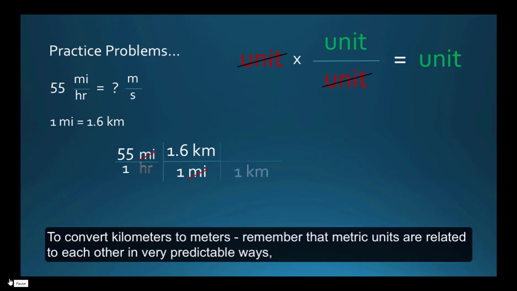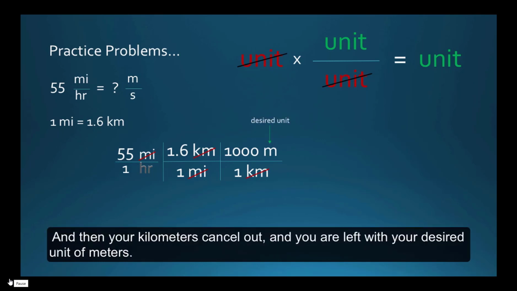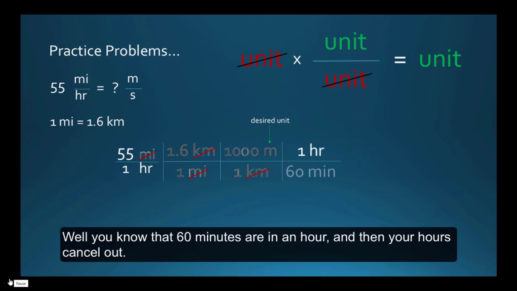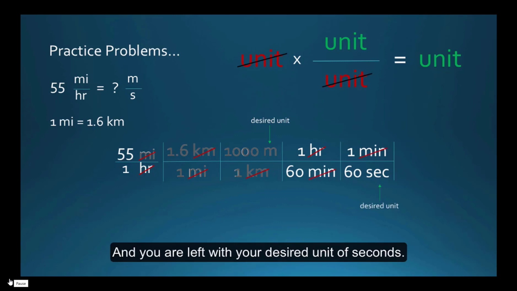To convert kilometers to meters, remember that metric units are related to each other in very predictable ways. So therefore 1 kilometer equals 1,000 meters, because kilo means 1,000. And then your kilometers cancel out and you are left with your desired unit of meters. Now on to the bottom of our unit conversion problem, the hours to seconds. Well, you know that 60 minutes are in an hour, and then your hours cancel out. 60 seconds are in a minute, and your minutes cancel out. And you are left with your desired unit of seconds.